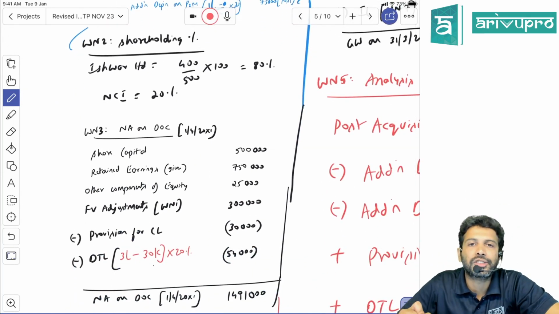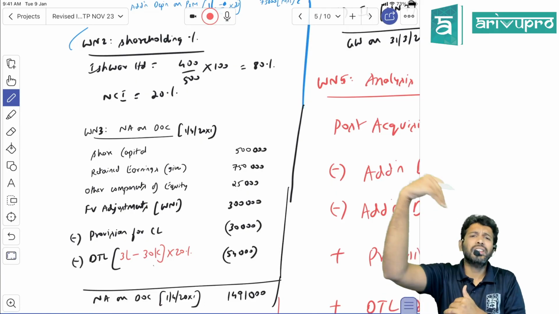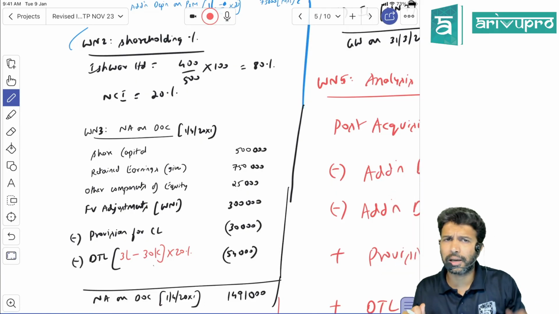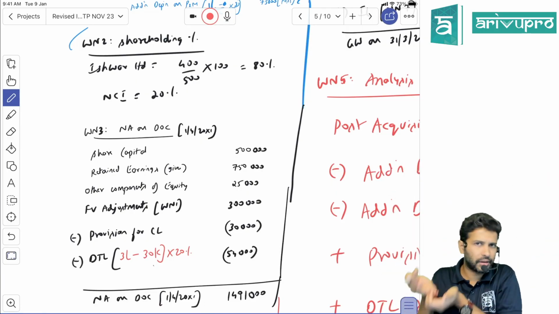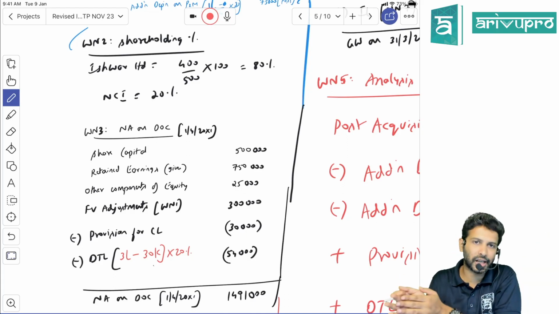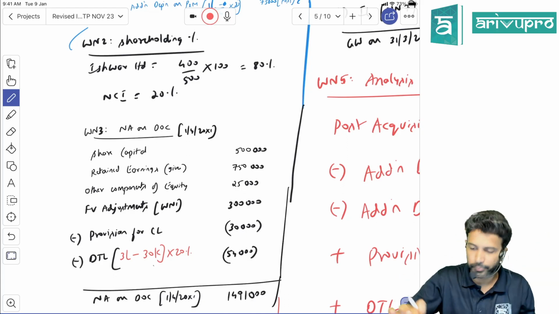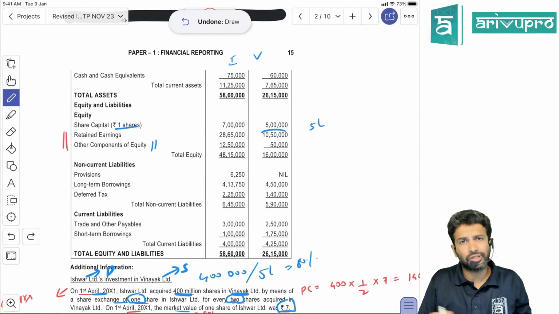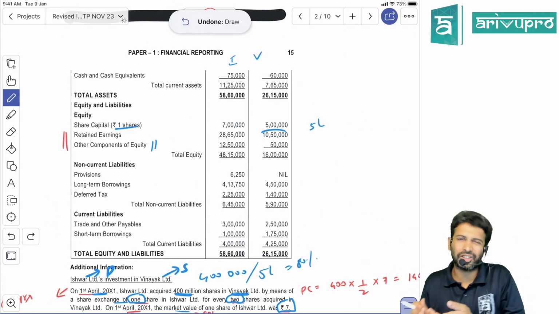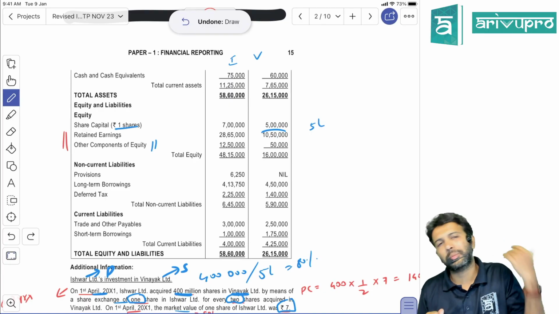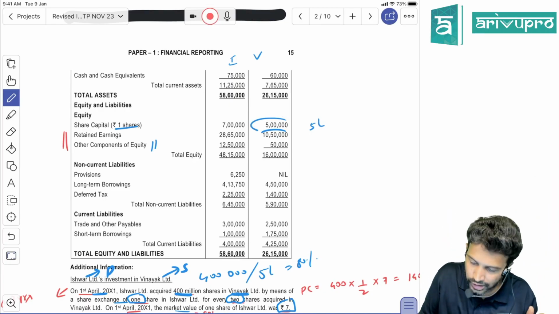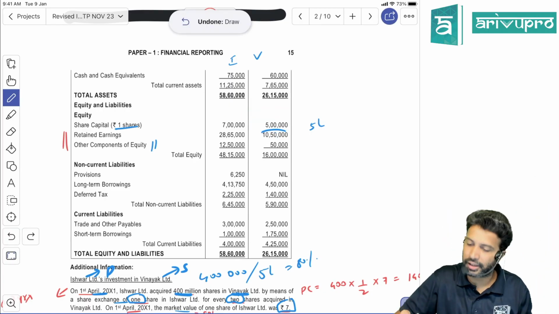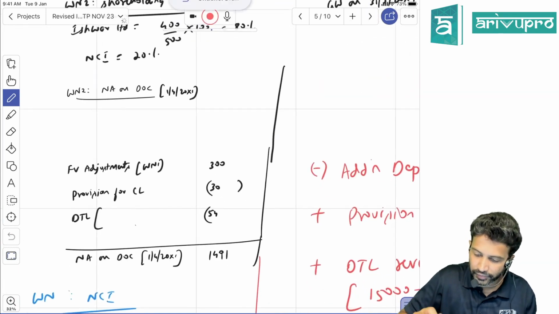So how do you get net assets on the date of control? We take the equity and other equity of the subsidiary company on the date of control, right? And then if they have any fair value adjustments and any contingent liability not recorded, we need to consider that. Now, what is the share capital of Vinayak? Share capital is 5 lakh. So this is the share capital on 31st March 20x4. Since they have not given the data, the normal assumption is that on the date of control also, the subsidiary company had the same share capital. So share capital is 5 lakh, that we can take.